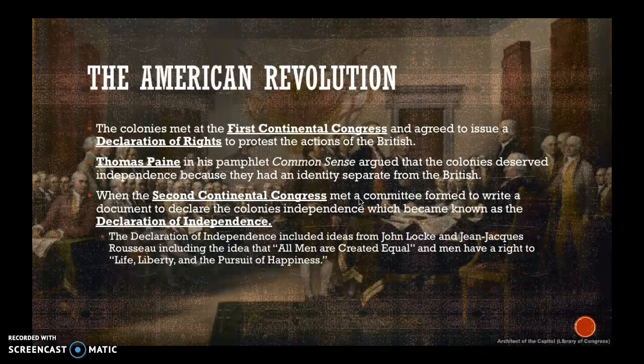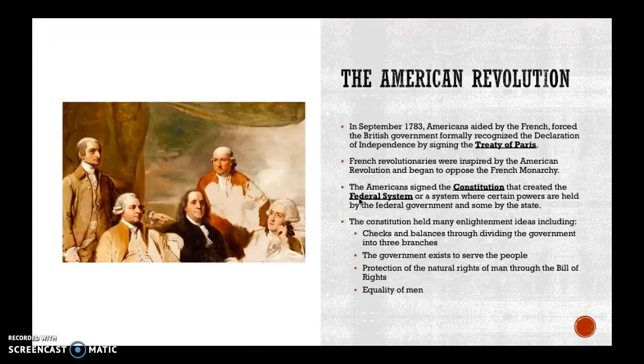When the Second Continental Congress met, a committee started to form to write the Declaration of Independence, which included ideas from John Locke, Rousseau, these ideas that all men are created equal, men have a right to life, liberty, and the pursuit of happiness, and the ideals of equality that had come around with the Enlightenment. In September of 1783, the Americans, aided by the French, forced the British government to formally recognize the Declaration of Independence by signing the Treaty of Paris.